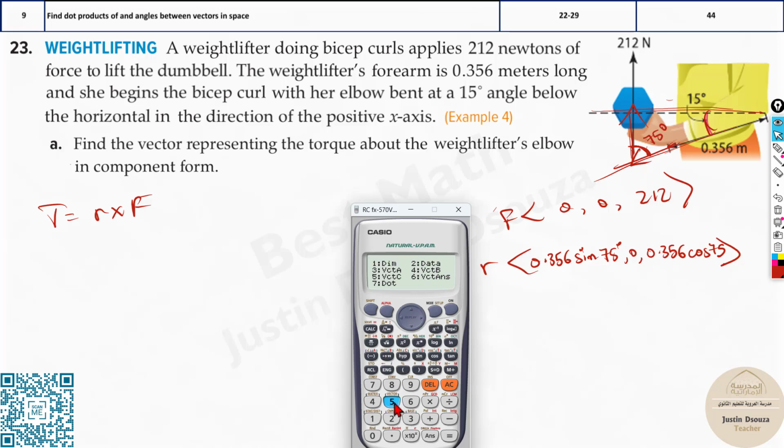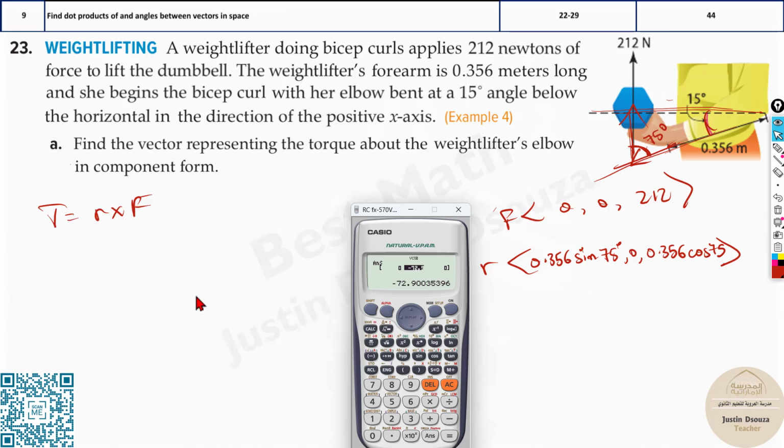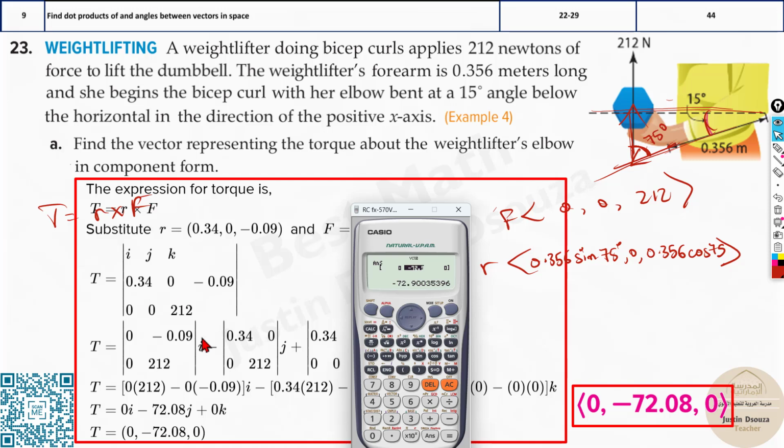Now we can find the cross product by just multiplying those both vectors, shift phi and 4, and the answer over here is 0, minus 72.9, and 0. Let's look into the answer. These are the two vectors which we got over here, and when you solve it up here you can see it's negative 72.08 because we have taken the exact values. Now if you had not taken the exact values, then you would have got the same answer.